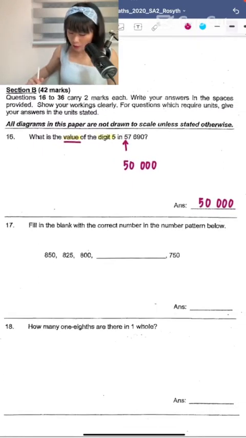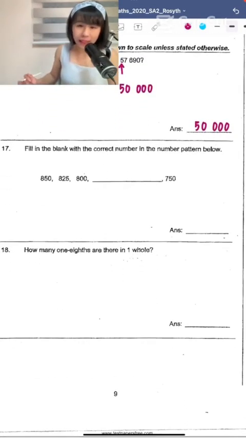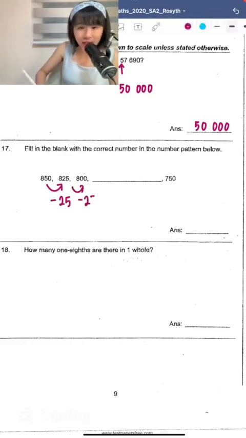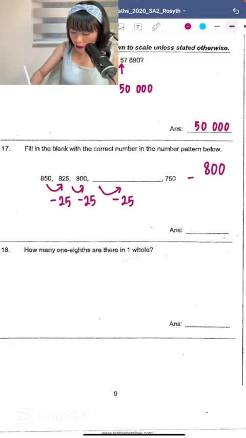Okay. Next one, fill in the blank with the correct number in the number pattern below. So 850 to 825, you can go and subtract it. You will realize it's minus 25. 825 to 800, minus 25 once again. And let's continue to minus 25. So 800 minus 25. You will have, okay, 0 cannot minus 5.